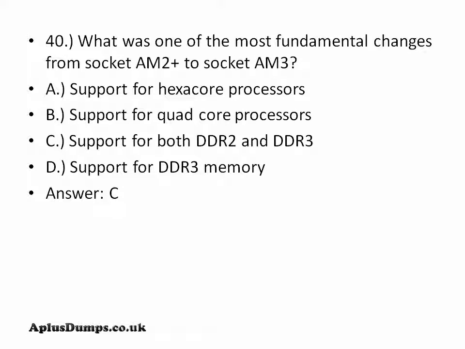Question 40. What was one of the most fundamental changes from socket AM2 Plus to socket AM3? A. Support for hexacore processors. B. Support for quad-core processors. C. Support for both DDR2 and DDR3. D. Support for DDR3 memory. The answer is C. Support for both DDR2 and DDR3.